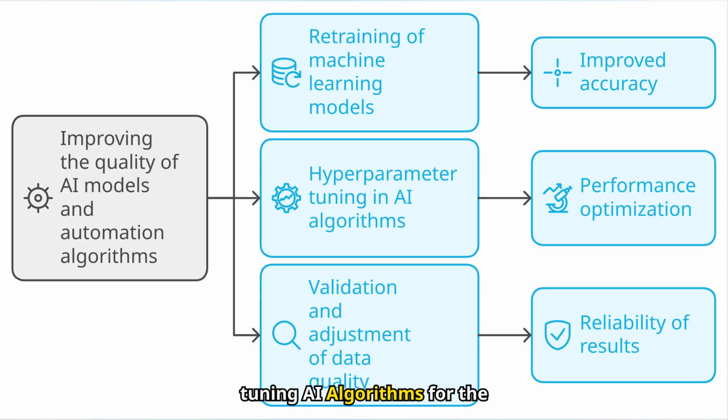Hyperparameter tuning in AI algorithms for the optimization of parameters such as learning rate and neural network depth. The benefit obtained is the maximization of model performance and improvement in the ability to handle large volumes of data.